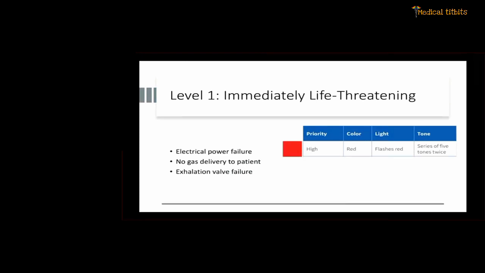Level 1 is immediately life-threatening. The color code is red. It happens when there is electrical power failure, no gas delivery to the patient, or any exhalation valve failure. These are imminently life-threatening, and you cannot simply ignore them at all.